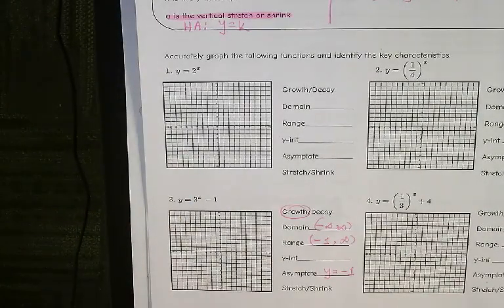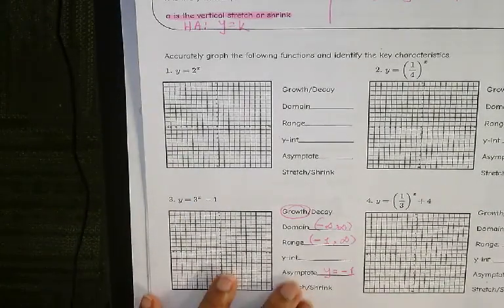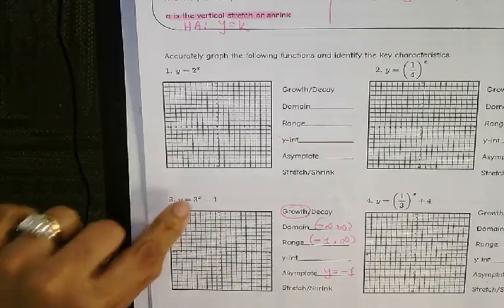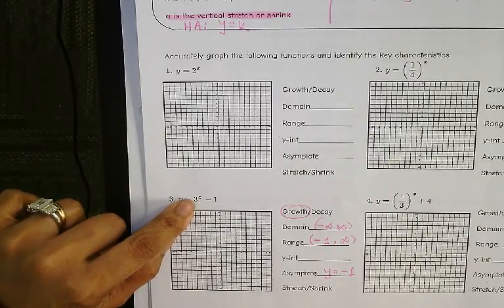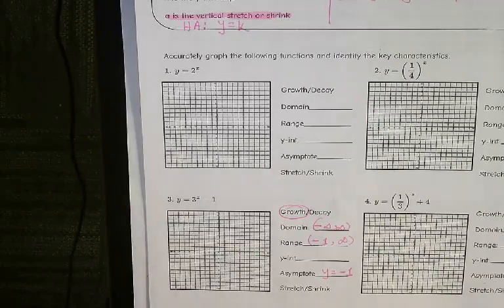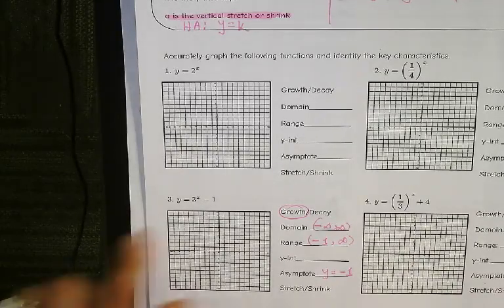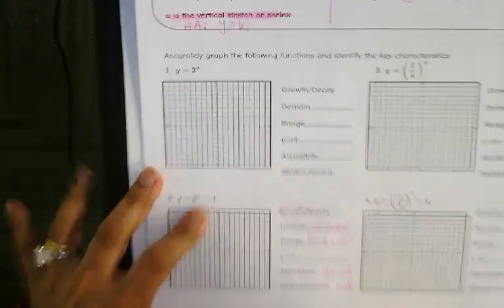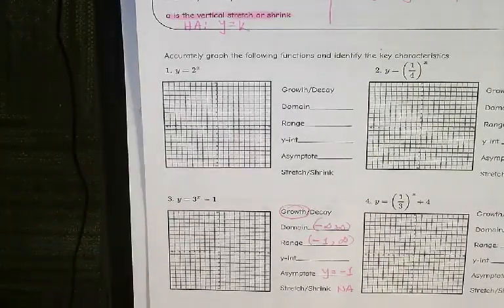Now we need to find the stretch or shrink. Do we have any vertical stretch? We do not. This is your base. This is not your vertical stretch. All right? Remember, base, if you have another number with it, that's going to be your vertical stretch. This is not. This is your base. So there is none. Now I need the y-intercept and at least one more point so we can make a clean graph.